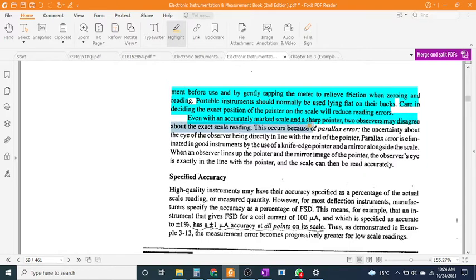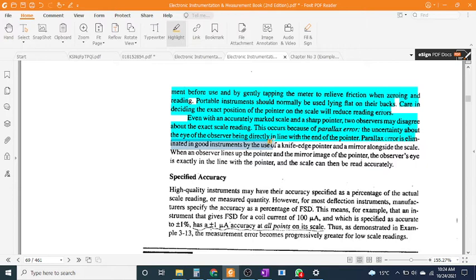This occurs because of parallax error, the uncertainty about the eye of the observer being directly in line with the end of the pointer. Parallax. When an observer lines up the pointer and the mirror image of the pointer, the observer's eye is exactly in line with the pointer, and the scale can then be read accurately.